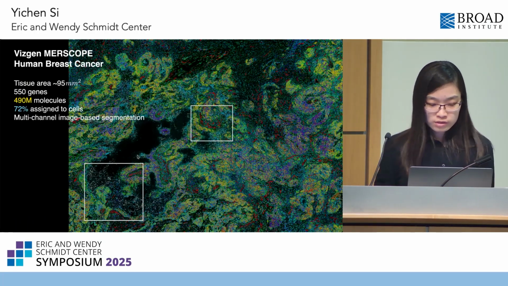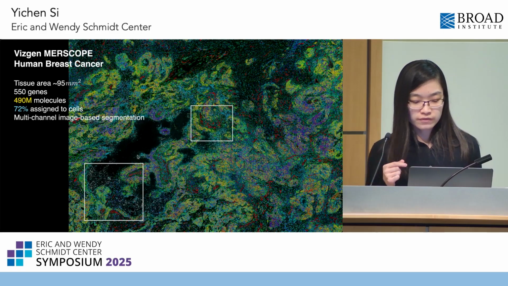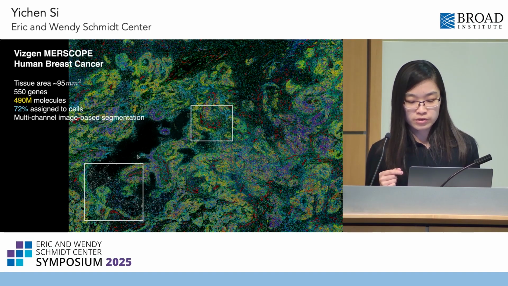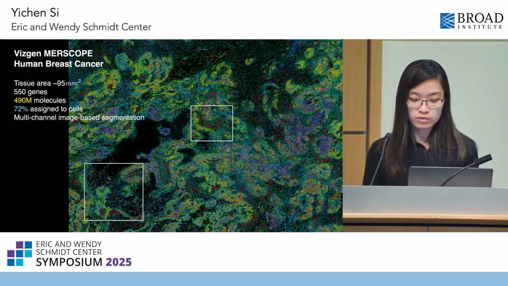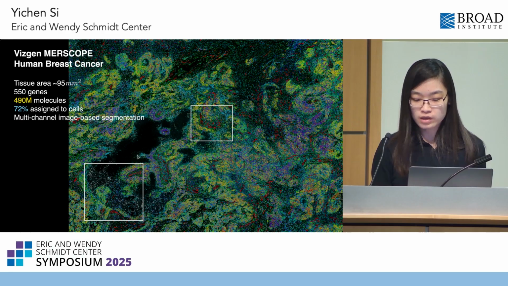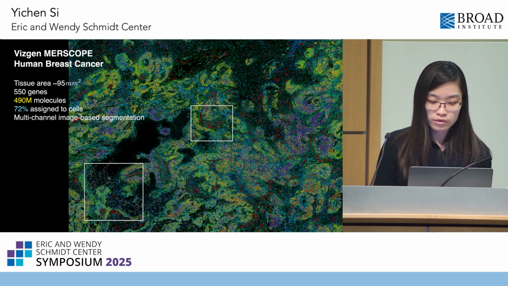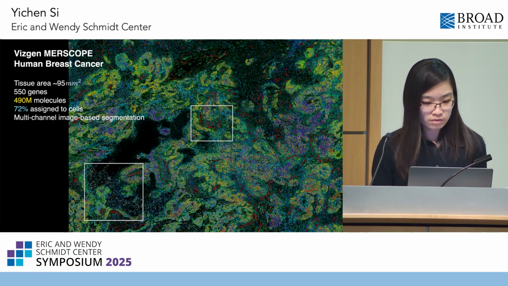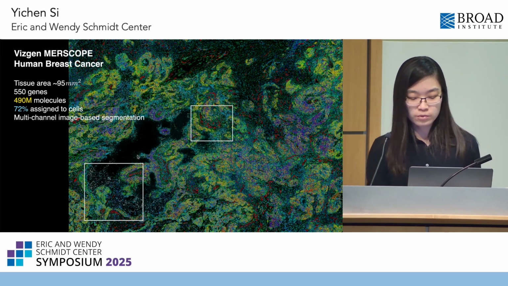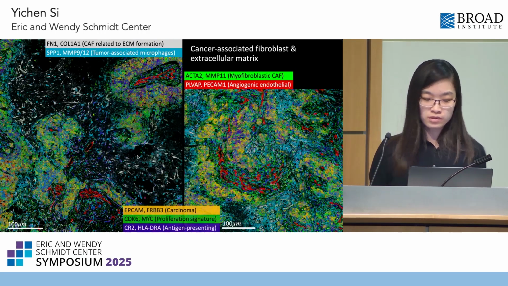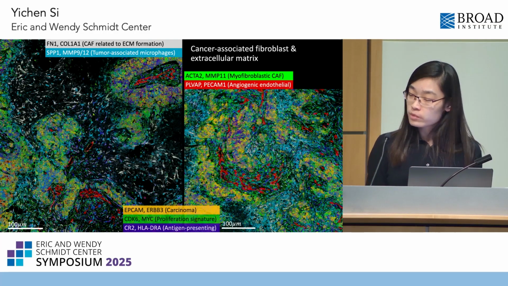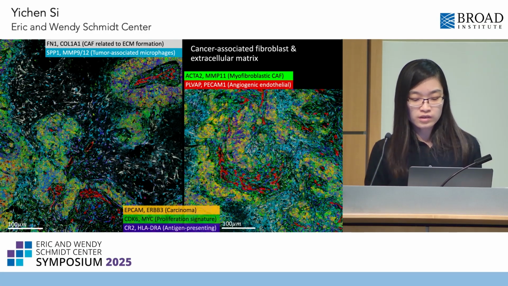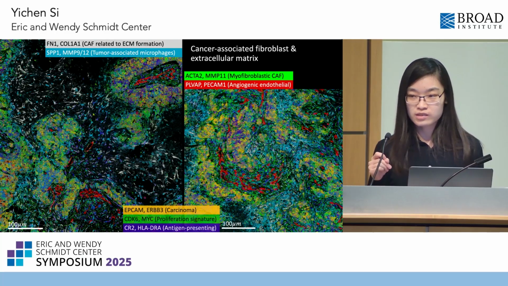Right. In breast cancer, cancer-associated fibroblasts and extracellular matrix are major components of the tumor microenvironment and are important for cancer progression. So here we use another public dataset from breast cancer tissue in Merscope to show the potential advantage of our approach in this case. On the left, the white pixels show the extracellular matrix building-related signature.